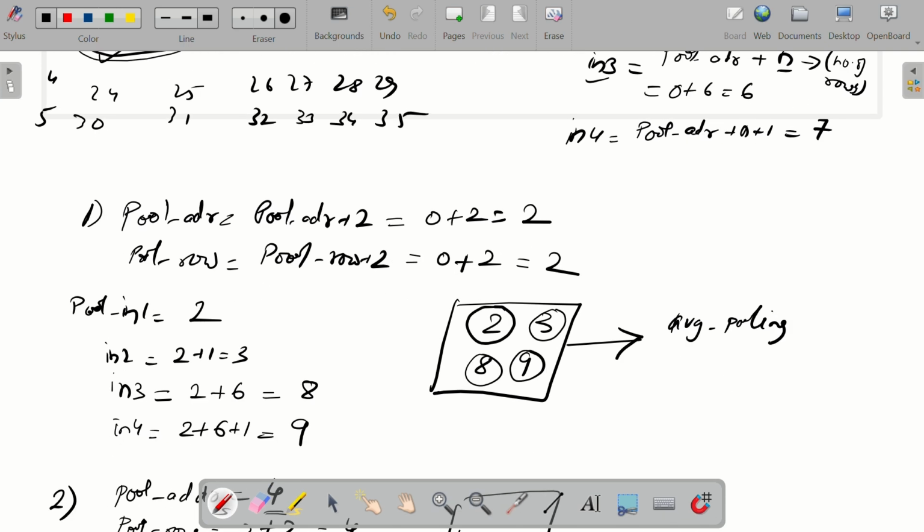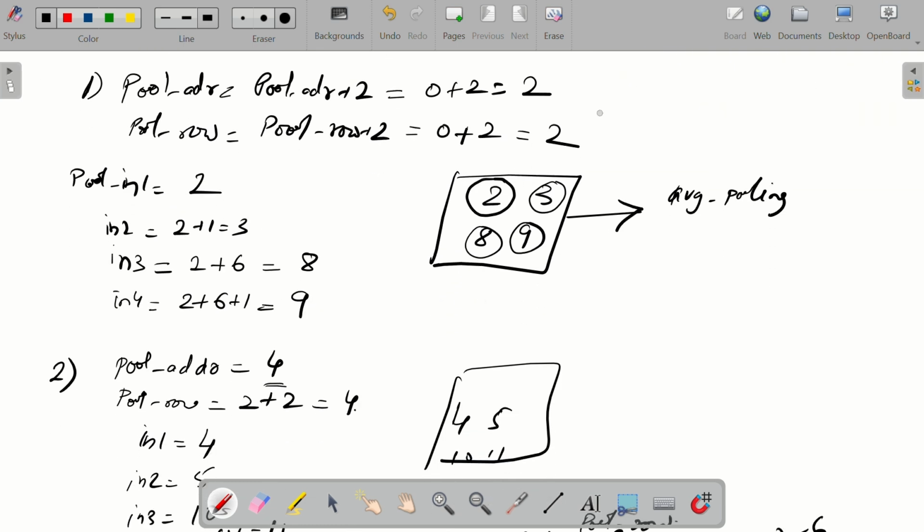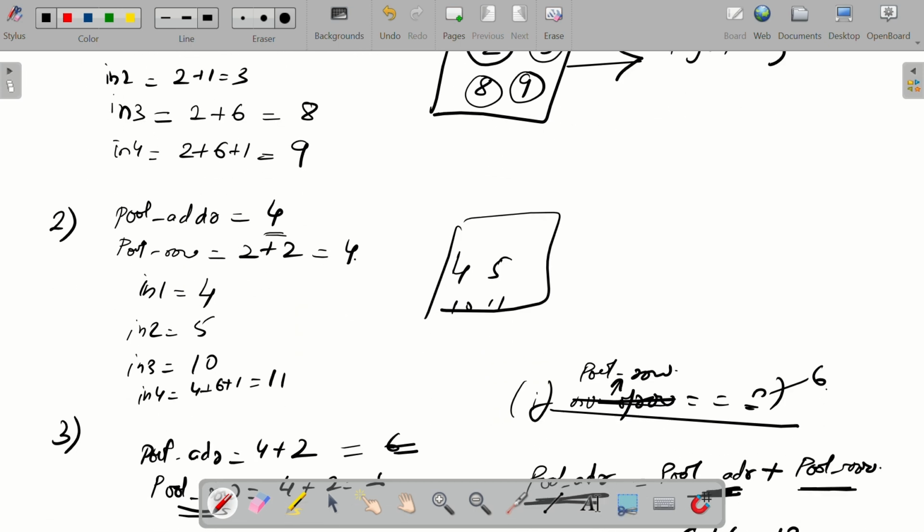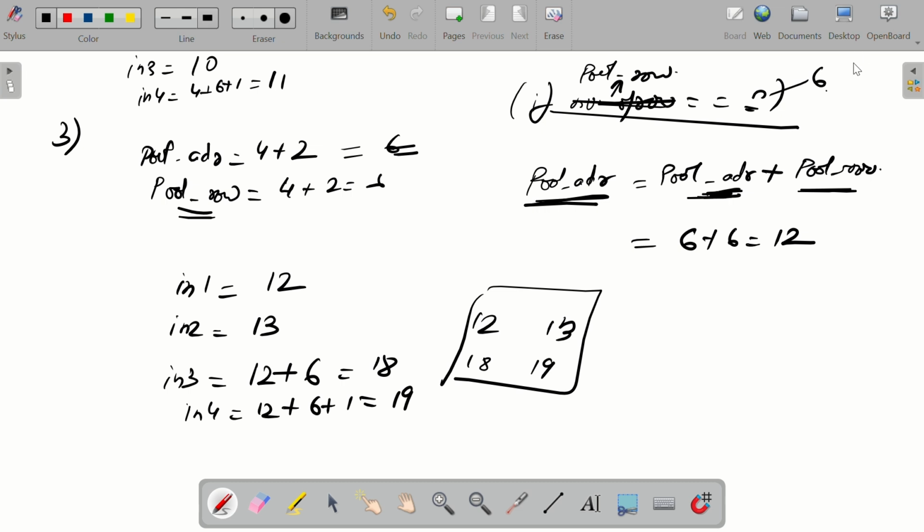So we'll look at the algorithm in code, and this was basically a simple numerical example to make you understand what's going on in the code. So now we'll take a look at the code.